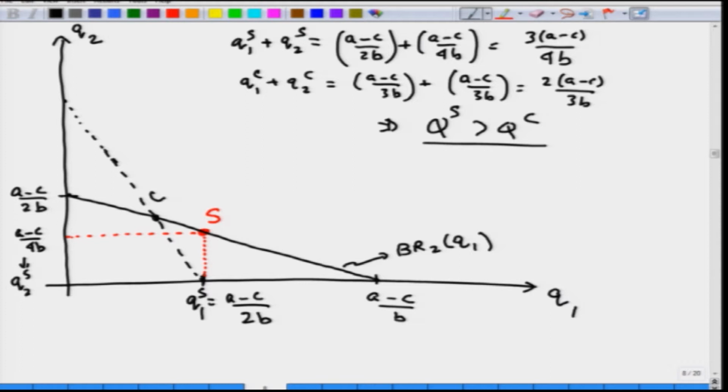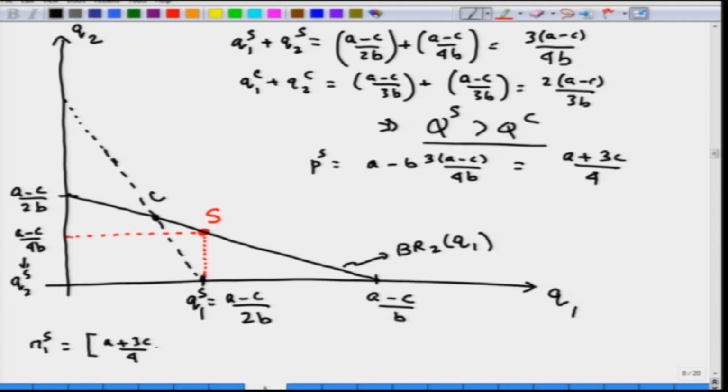So, finally, the price under the Stackelberg model is A minus B times the total output produced. So, that is A minus B times 3(A − C) divided by 4B. Now, this simplifies to (A + 3C) divided by 4. So, we can compute the profit of firm 1. The profit of firm 1 is the price, (A + 3C) divided by 4, minus the marginal cost, C, times Q1S, which is (A − C) divided by 2B, right. So, this is the profit of firm 1. So, we have this as (A − C) whole square by 8B.